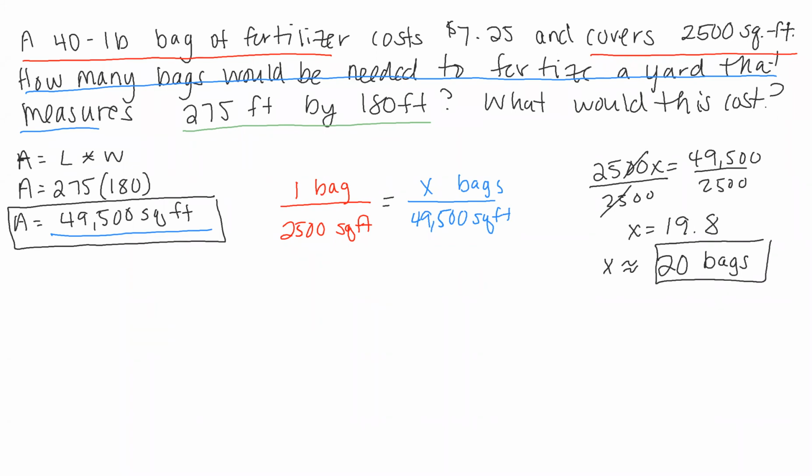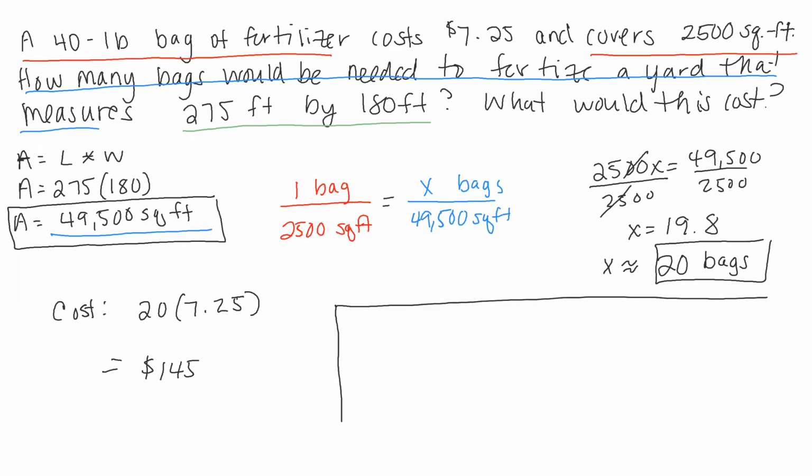Now we need to figure out the cost. So for the cost, we're going to take our 20 bags and we're going to multiply it by the $7.25 for the cost of each bag. So on my calculator, I'm going to take 20, multiply it by 7.25, and I'm going to get that it's going to cost $145.